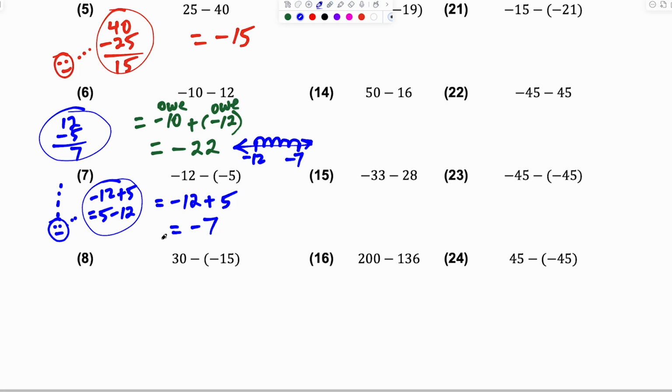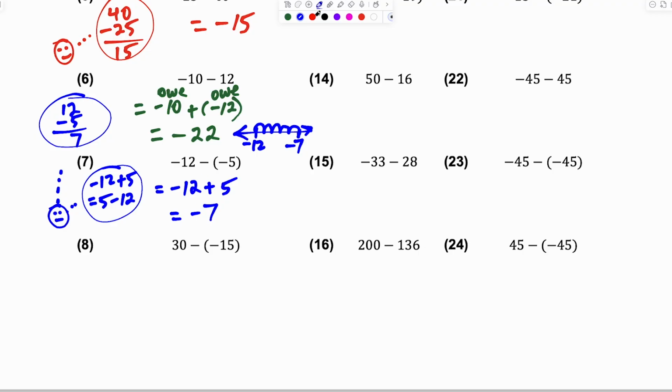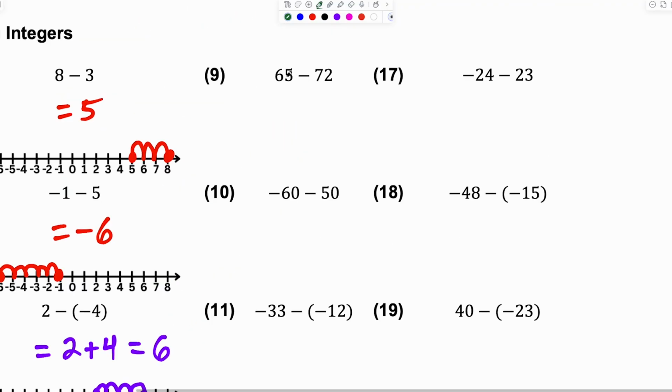So now, next up, question 8, we have 30 minus negative 15. So first, I'm going to write 30 plus 15, and now we have the sum of two positive integers. So 30 plus 15 is just equal to 45. So we could say that this is all equal to 45. So next up, we have 65 minus 72. And for something like this, I'm just going to do 72 minus 65. And I know these two numbers here are 7 units away. So for something like this, 65 minus 72 is going to be negative 7.